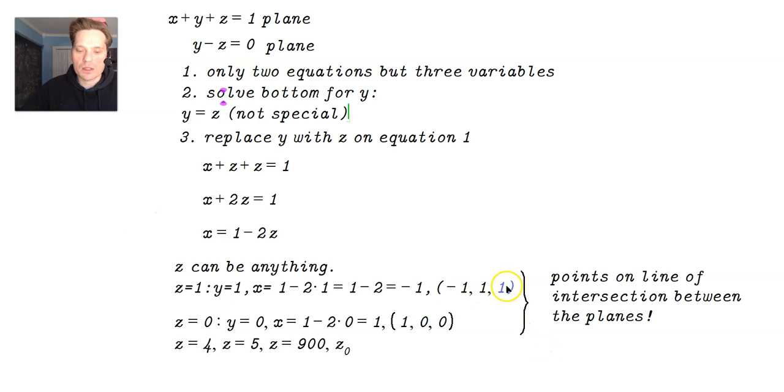So negative 1, 1, 1 and 1, 0, 0 are just a couple of those solutions. You can check them in the system, they work. Negative 1 plus 1 is 0, with z being equal to 1, it's equal to 1. Check the other one, y minus z: 1 minus 1 is 0. That works. Check the other point: 1 plus 0 is equal to 1, true. y minus z: 0 minus 0 is equal to 0. It works.